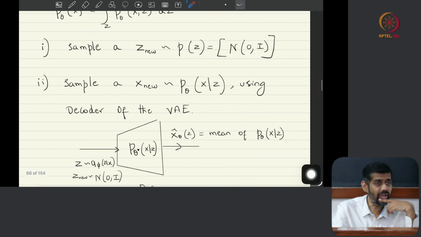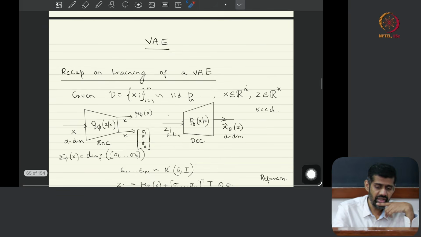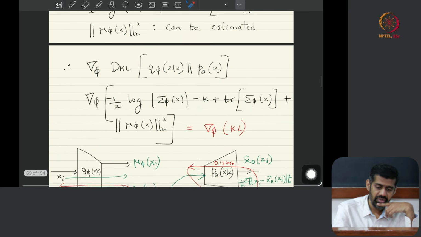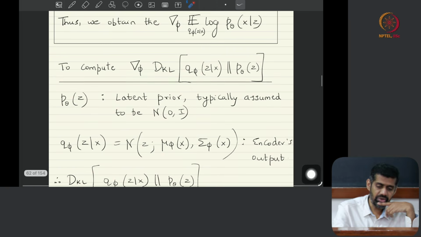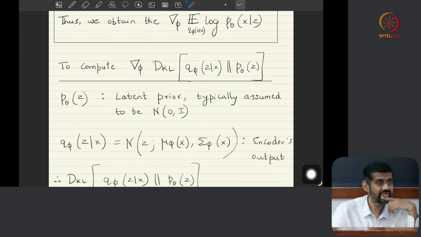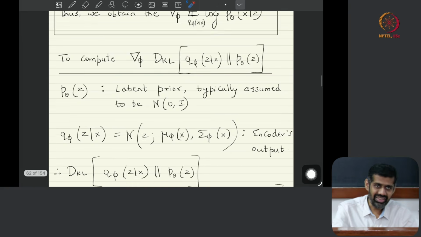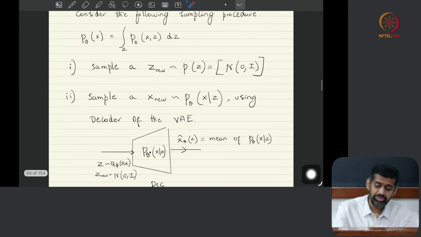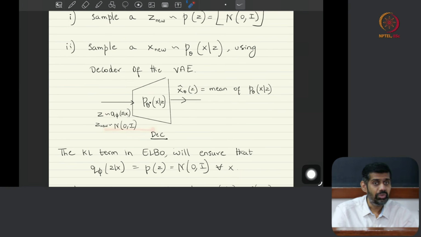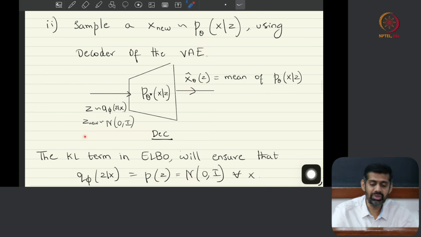We have assumed, that is what we have assumed. I think you missed it. When we are computing the KL, we assume the latent prior to be normal 0 1. Now one question is, this decoder was trained to give you the mean of p theta of x given z by taking the samples of q phi of z given x as input. Now, how are we getting the mean of p theta of x given z when the decoder is shown the samples of normal 0 1?